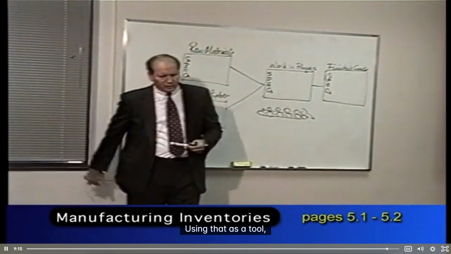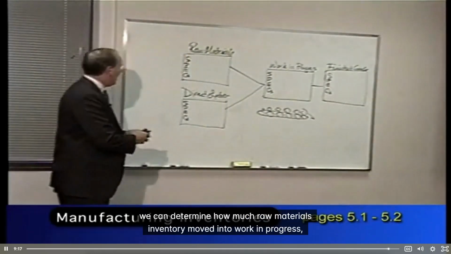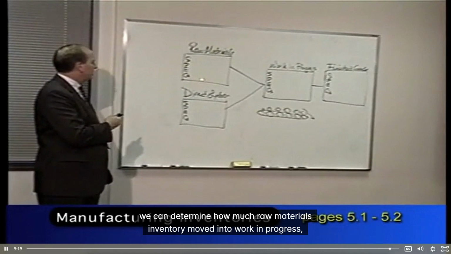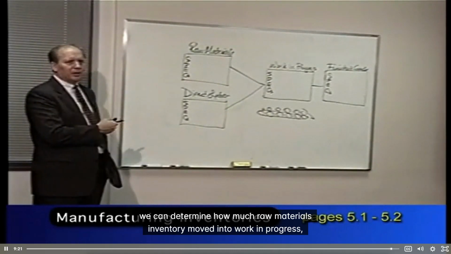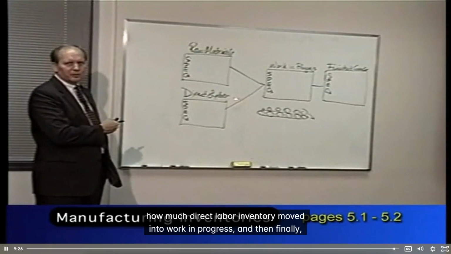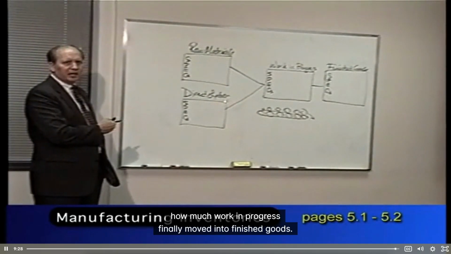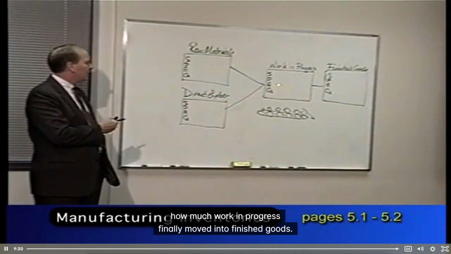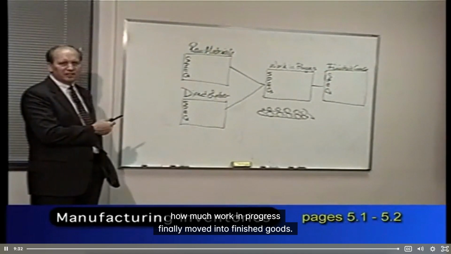Using that as a tool, we can determine how much raw materials inventory moved into work in progress. How much direct labor inventory moved into work in progress. And then finally, how much work in progress finally moved into finished goods.